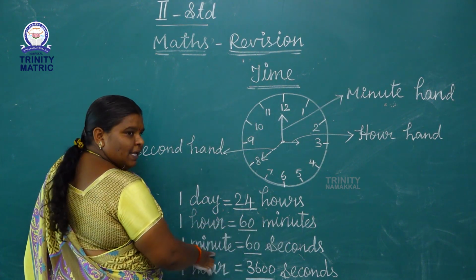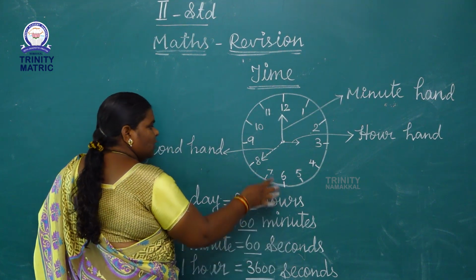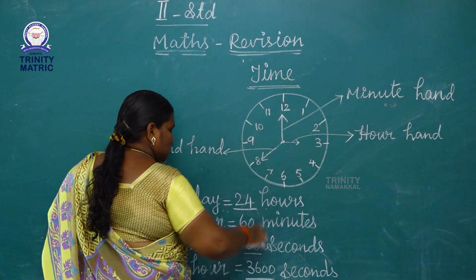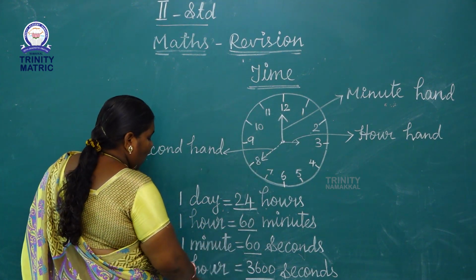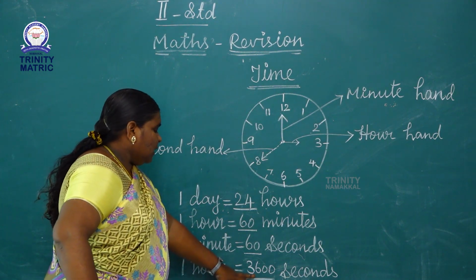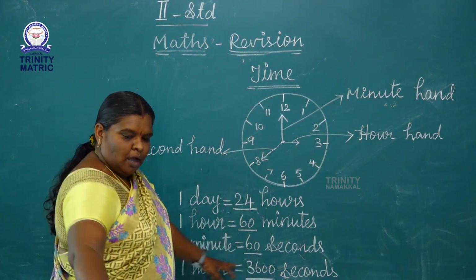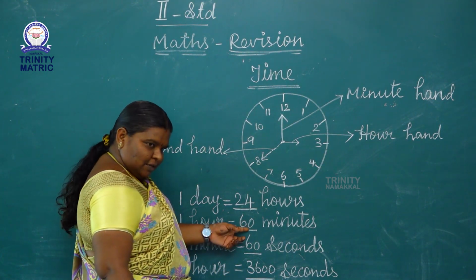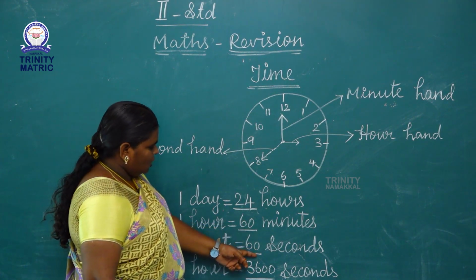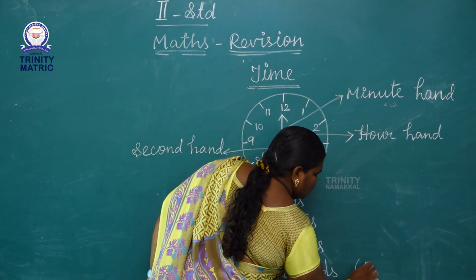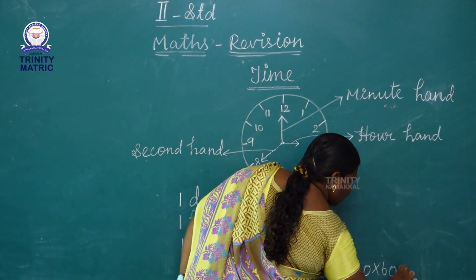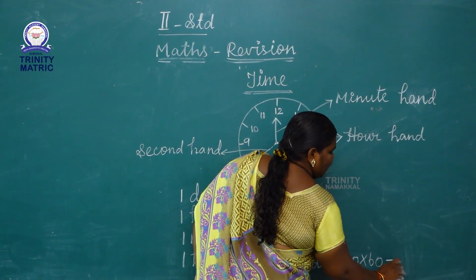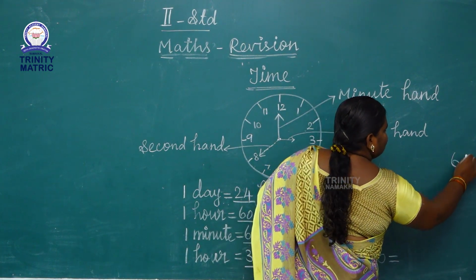Next, 1 minute equals how many seconds? This is the second hand. 1 time rotated, this is also 60 seconds. 1 hour equals 3600 seconds. How will you get 3600 seconds? 1 hour equals 60 minutes and 1 minute equals 60 seconds. So 60 into 60. You multiply and you get 3600.